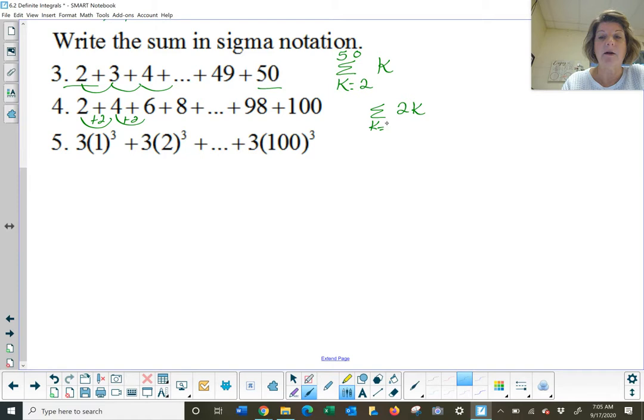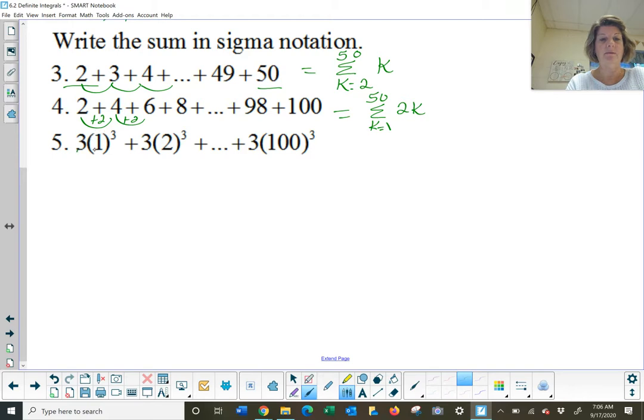And let's back down then and start k at 1. So I get 2 times 1 is 2. 2 times 2 is 4. 2 times 3 is 6. That seems to be the pattern. If k is 50, I would get out my 100, and there is that pattern.